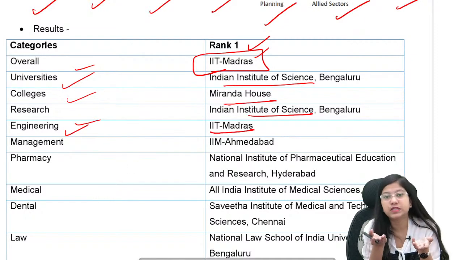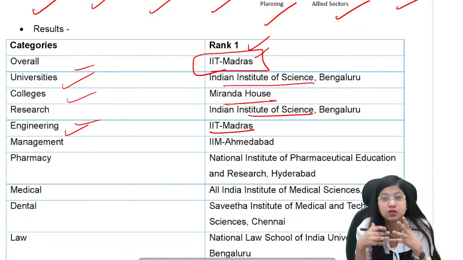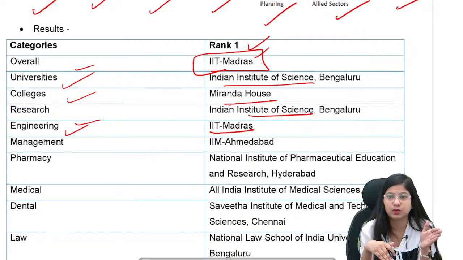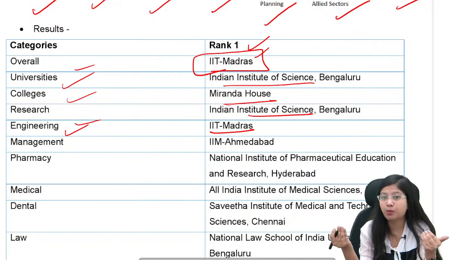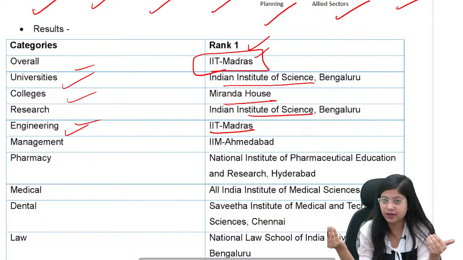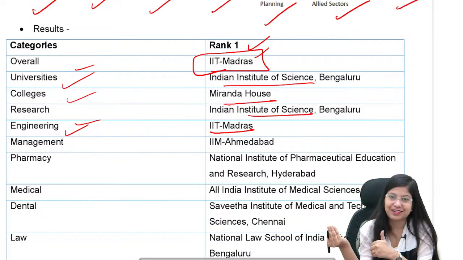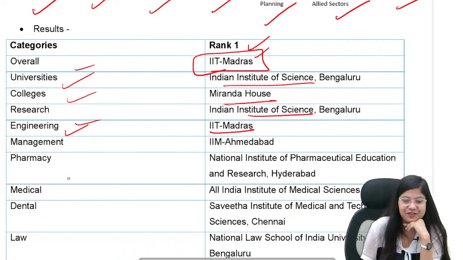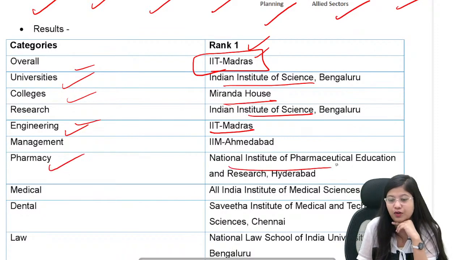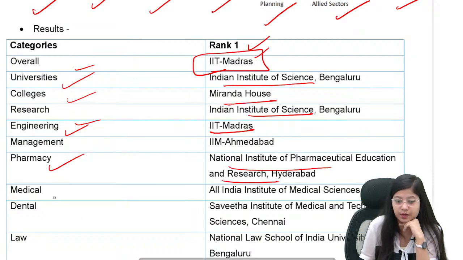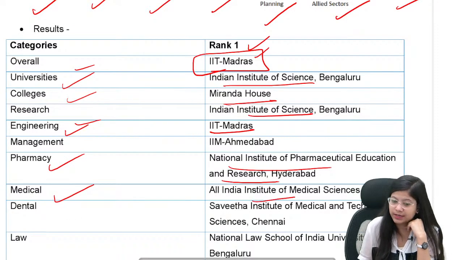Okay, we often see that the majority of the new researches and new products come from IIT Madras only. So who could be in the top position in the engineering ranking other than IIT Madras? It is IIT Madras. Okay. Pharmacy, then we have the National Institute of Pharmaceutical Education and Research in Hyderabad. Medical, AIIMS Delhi. It is the top of India, this is already known.